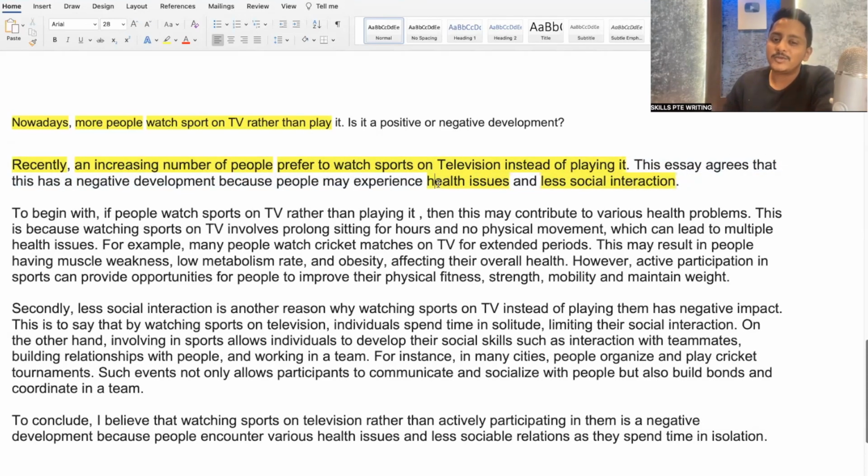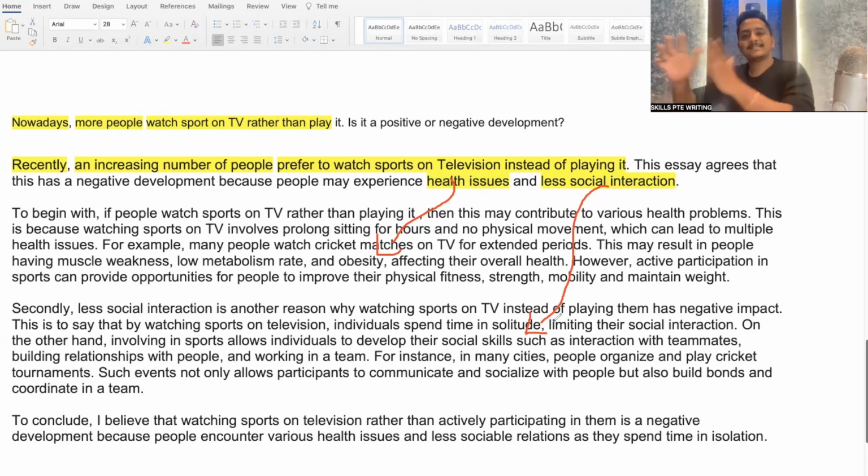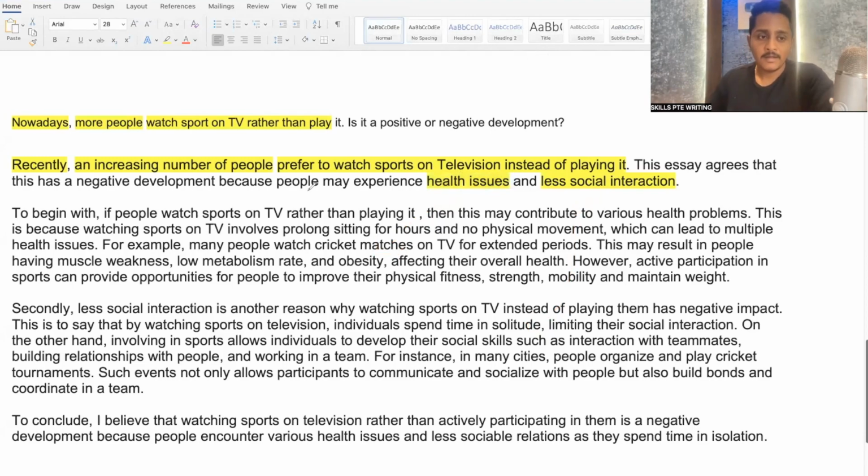Now, health issues only she has to talk about in the second paragraph. Less social interaction only she has to talk about in the third paragraph. That's how it goes. We call it parallelism. Whatever you write first, you explain. Whatever you write second, you explain next. All right. To begin with, firstly, this is the main idea.